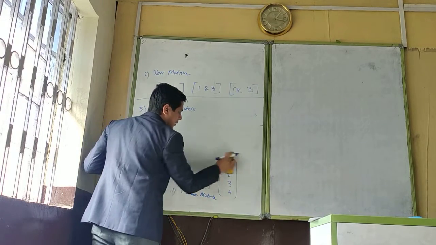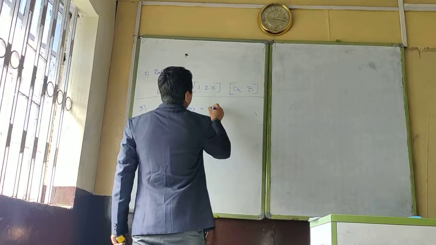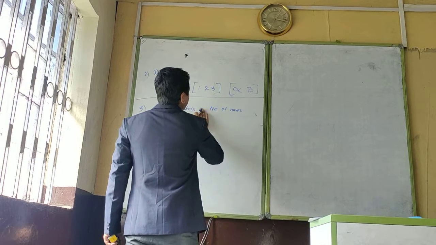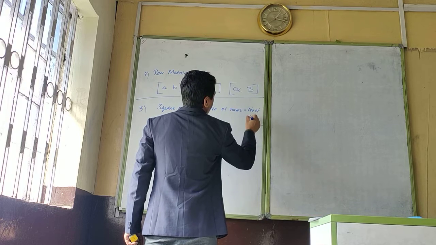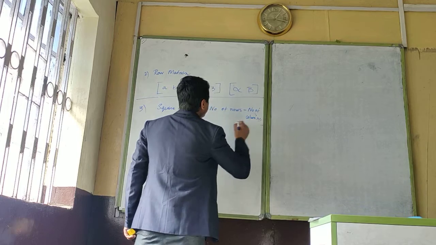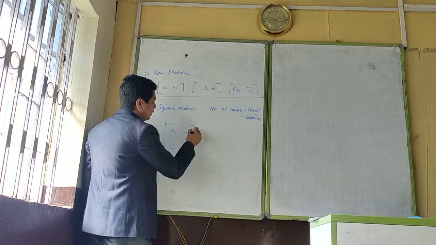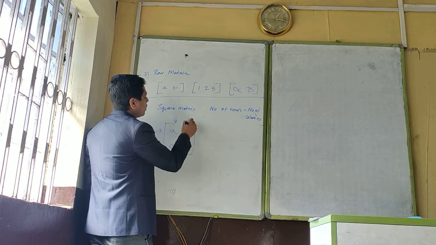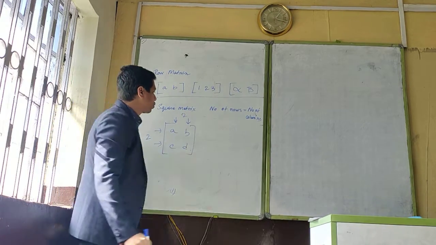In a square matrix, the number of rows will be equal to the number of columns. Let's take one example. Suppose I say A, B, C and D. Here we know the number of rows is 2 and the number of columns is also 2. So I can conclude that this particular matrix is a square matrix.